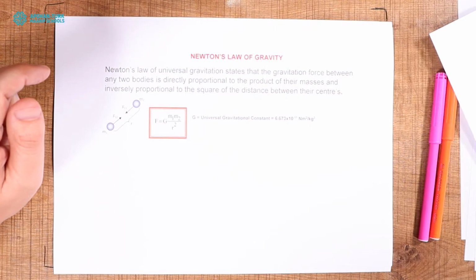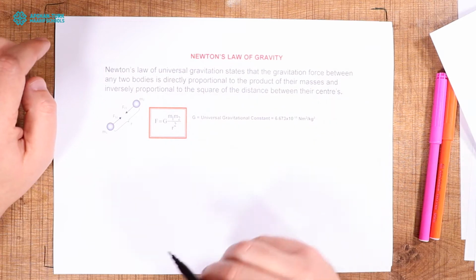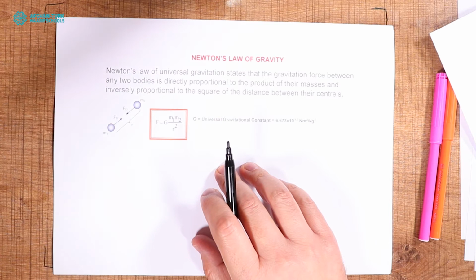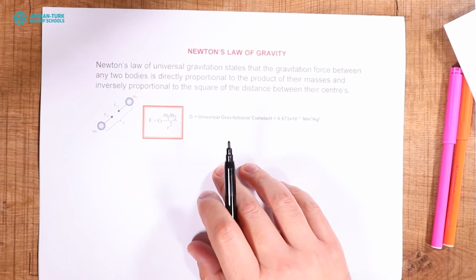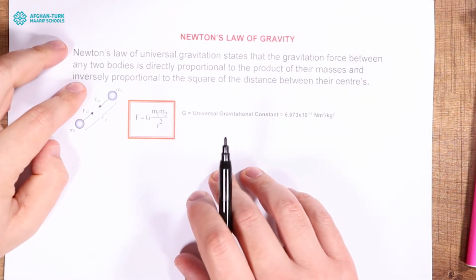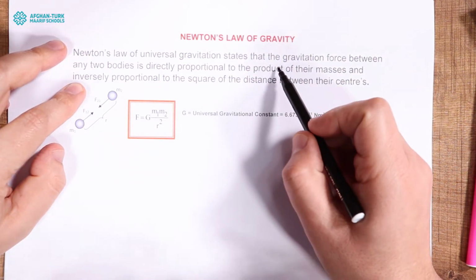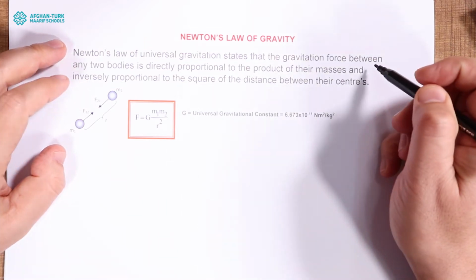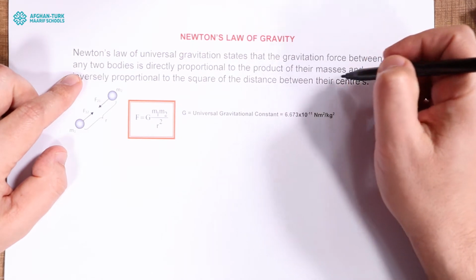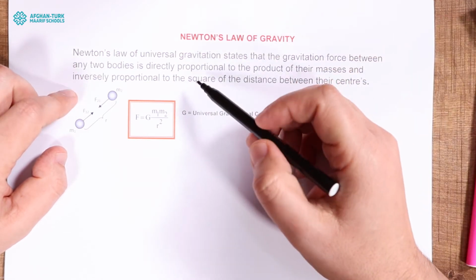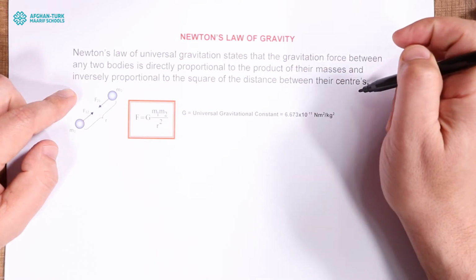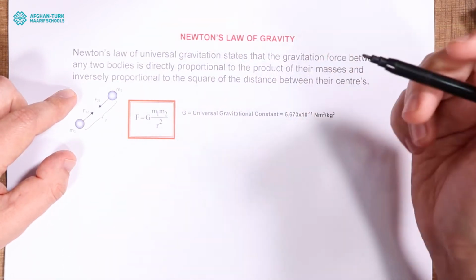So here in the definition, let's see the definition. Newton's law of universal gravitation states that the gravitational force between any two bodies is directly proportional to the product of their masses and inversely proportional to the square of the distance between their centers. Let's see what it means.